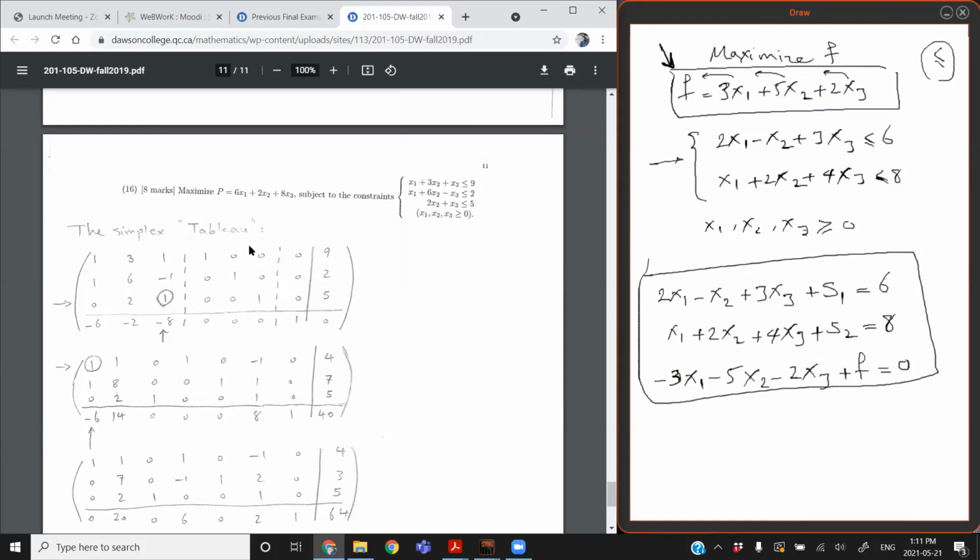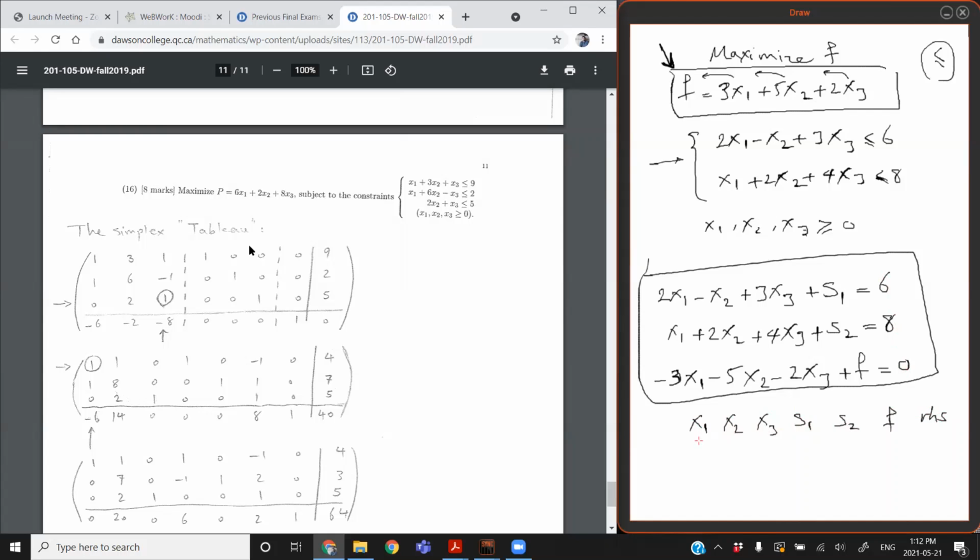Sure. And now you have a linear system, and this linear system has 6 variables. x1, x2, x3 are variables. s1, s2, and f are also variables. So when you want to write down the augmented matrix, you need a column for x1, a column for x2, a column for x3, one for s1, one for s2, and one column for f. And then you will have a column for the constants. We're going to call that the right-hand side column for the constants, the 6, 8 and the 0.